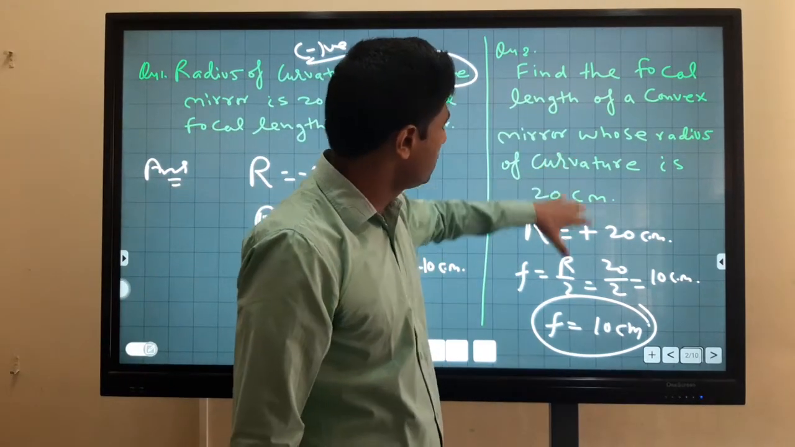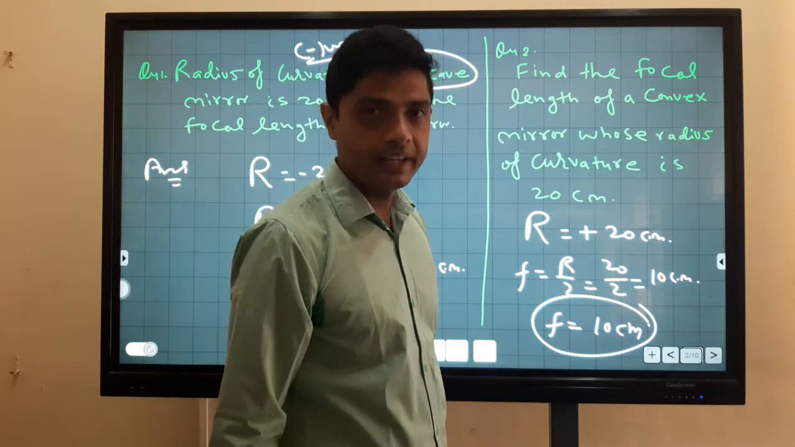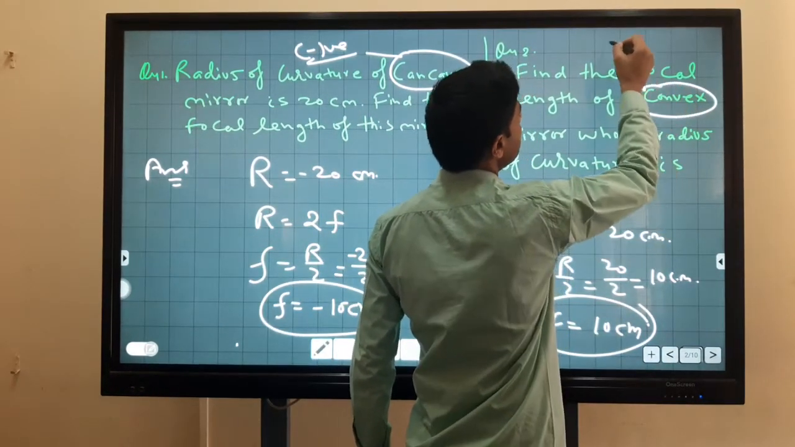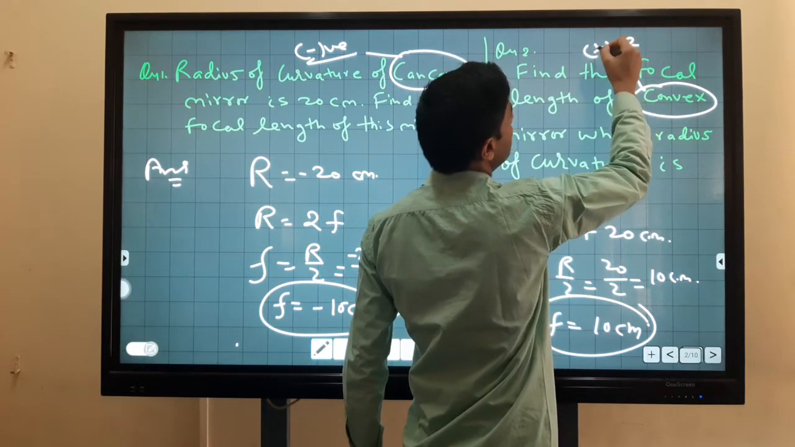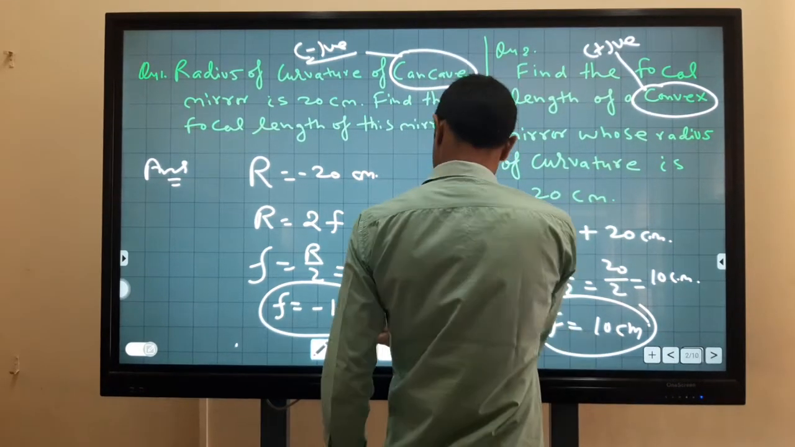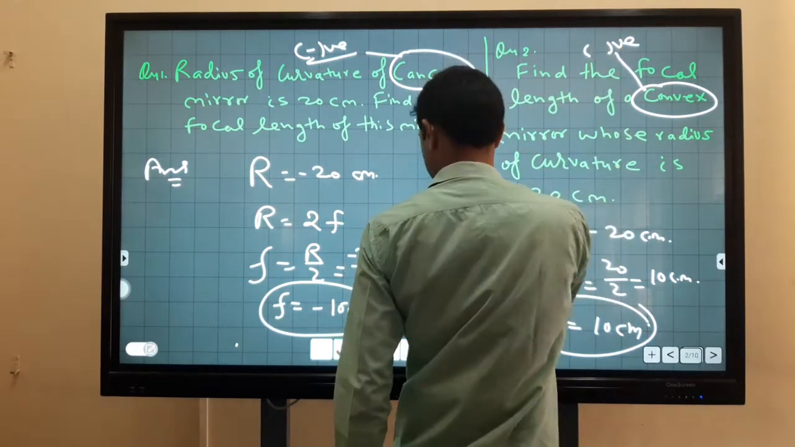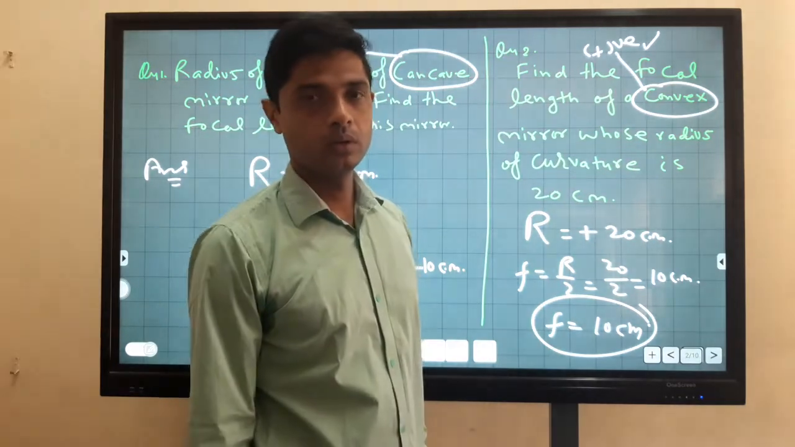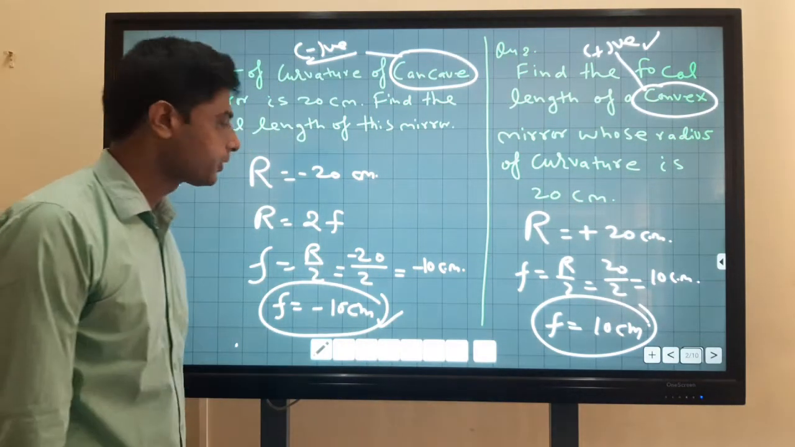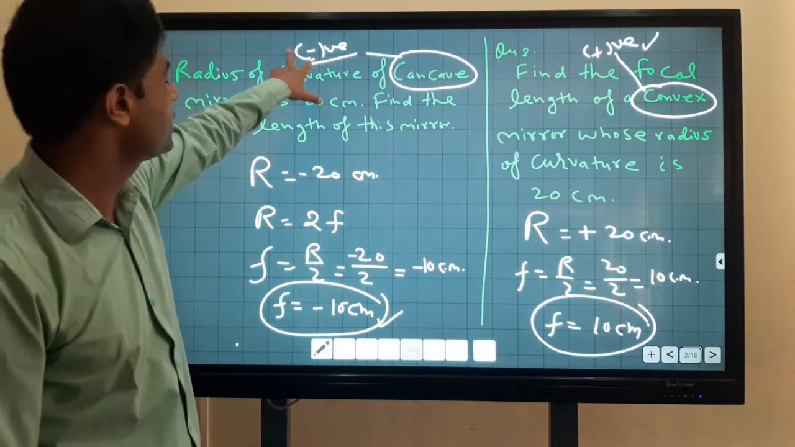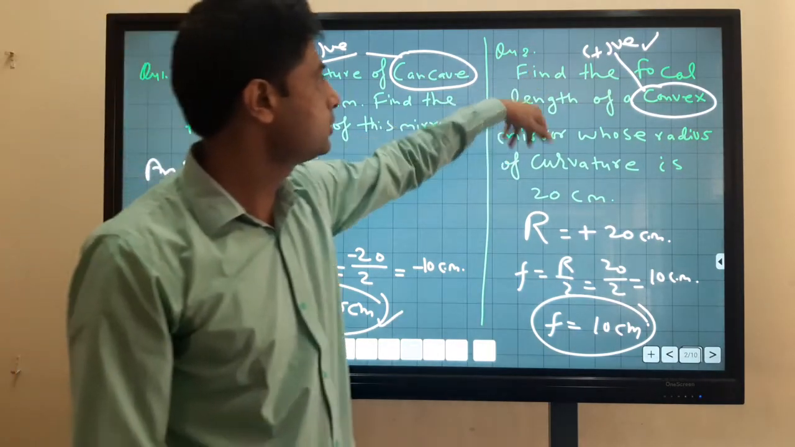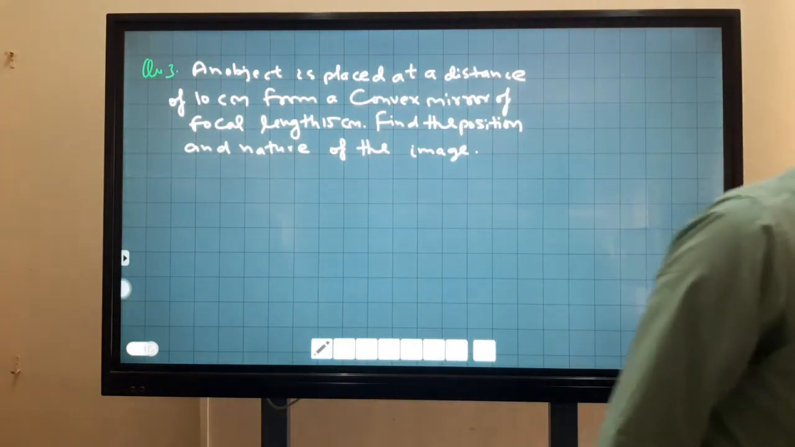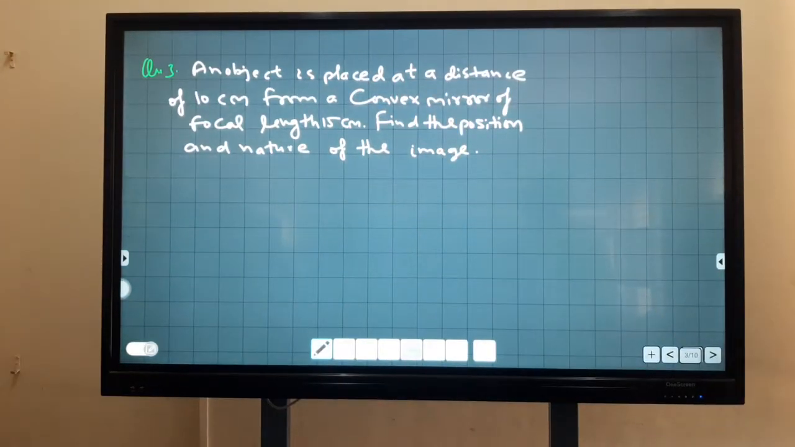The focal length of a convex mirror is 10 centimeter. It means the focal length of a convex mirror is always positive. Always positive. Okay, I hope you understood. The focal length of a concave mirror is negative and the focal length of a convex mirror is positive. Okay.